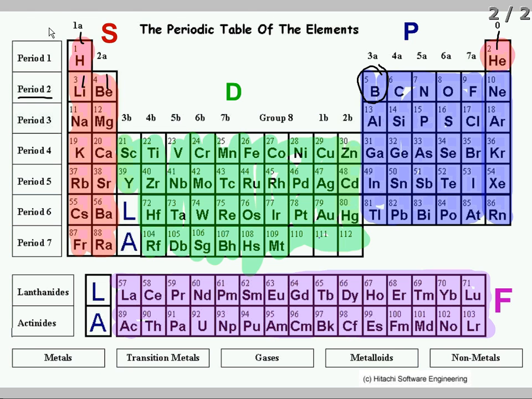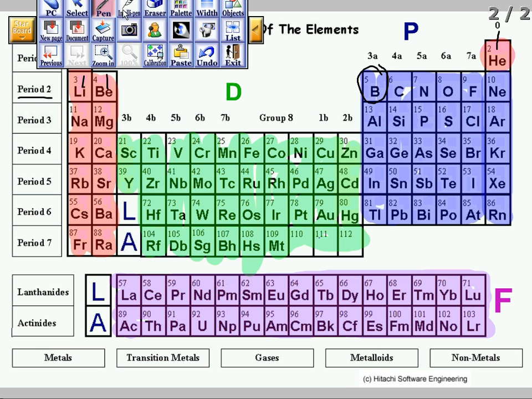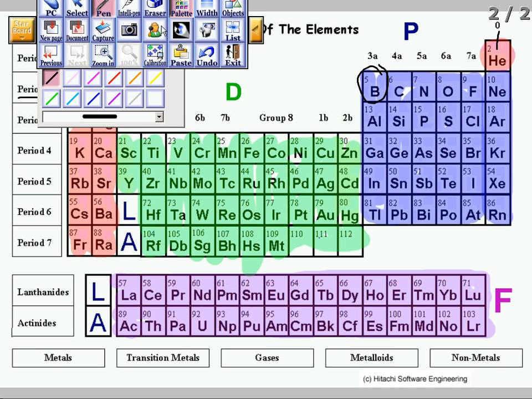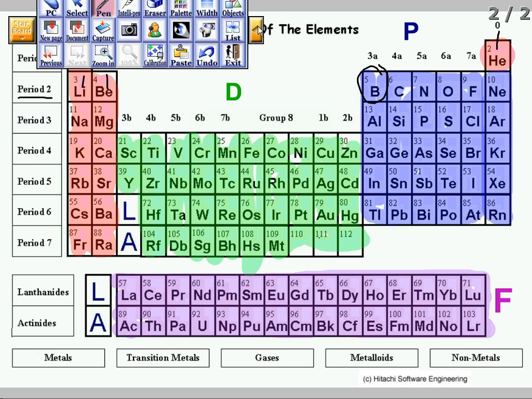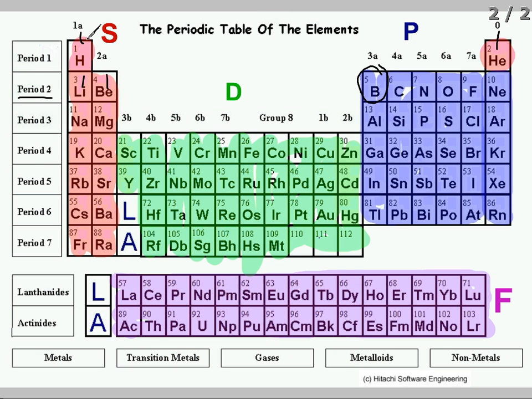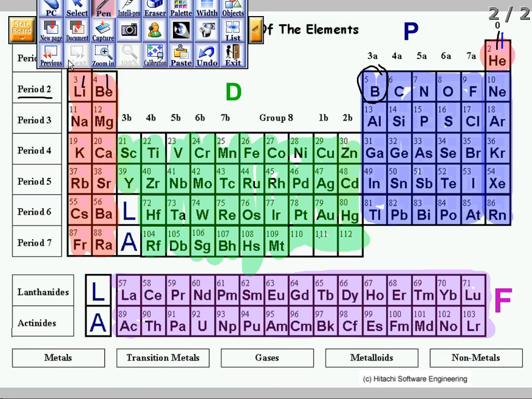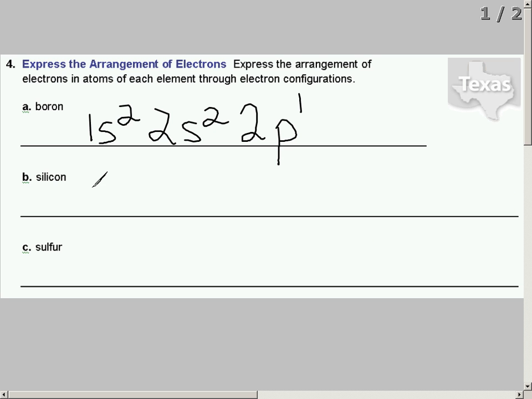Silicon next. So once again, we start over again. Let's change colors so it's more clear. Let's go with a nice dark blue. Okay, so here we go. We are now doing a configuration for silicon. So we start at the top left again at hydrogen. 1s1, 1s2. We filled our 1s shell, so let's write that down. 1s2.